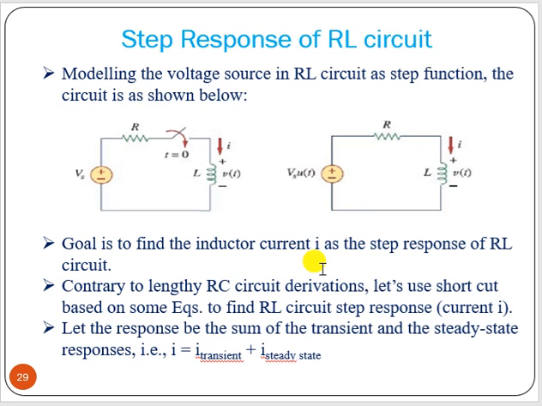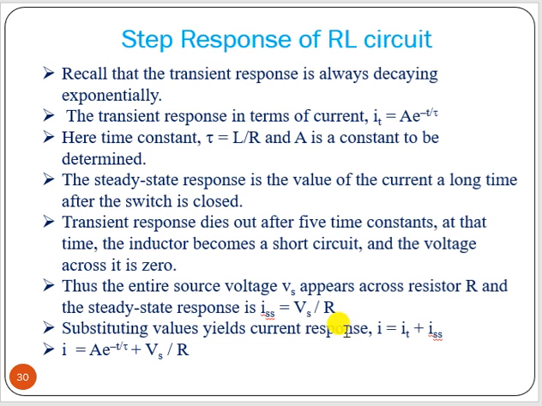Now we can derive this step response equation by using the same method as the RC circuit, but let us derive it in a little bit different way. That is, we can write the response of current I in the inductor as the sum of the transient current plus the steady state response. So I equals I transient plus I steady state.